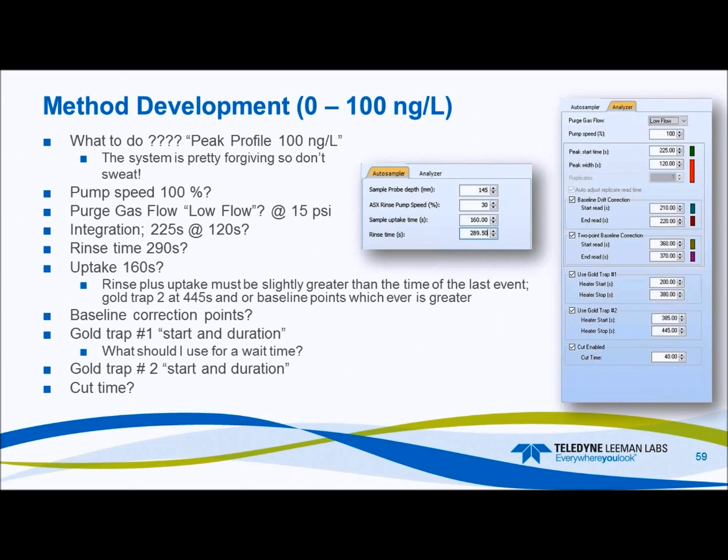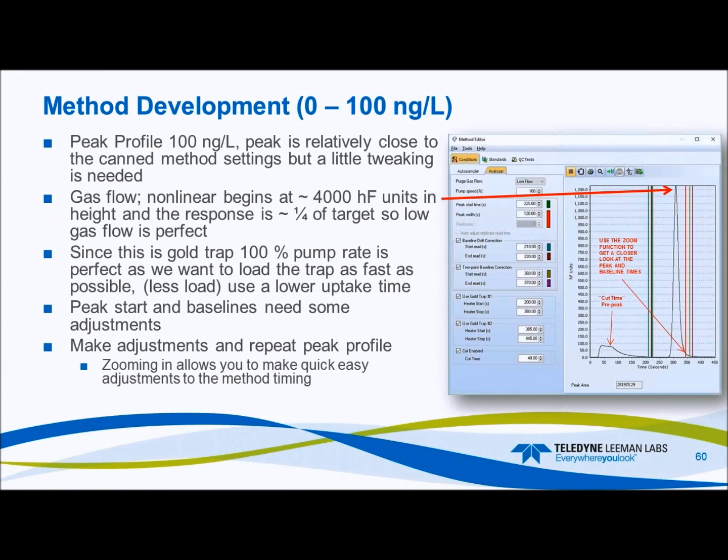So again, we peak profile, the pump speed is 100%, gas flow is at 15 psi, low flow. Here's our integration time and read delays and rinse time, and our uptake is 160 seconds. And you have to remember in gold trap that your rinse plus uptake must be slightly longer than your last event. And here our last event is heater stop time at 4:45. So what are we going to do for our baseline correction point? Start and duration, end and duration, and so forth, for both 1 and 2.